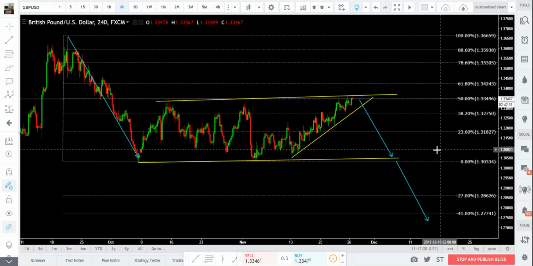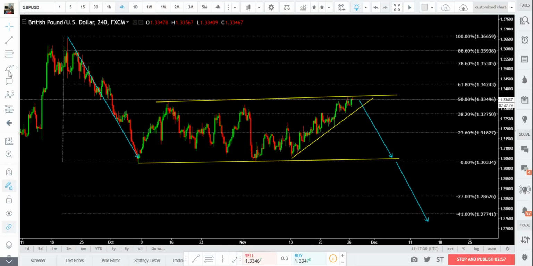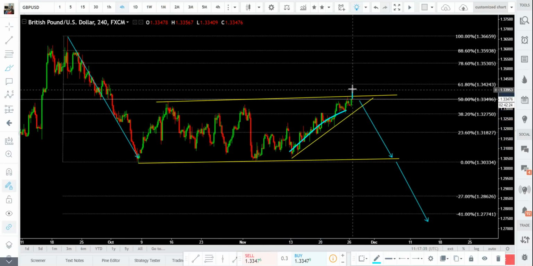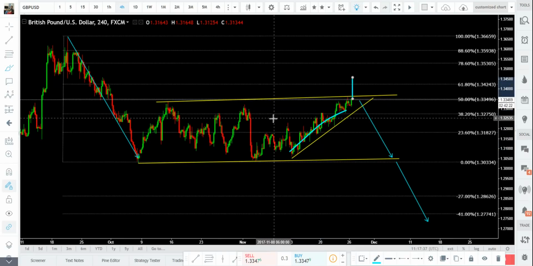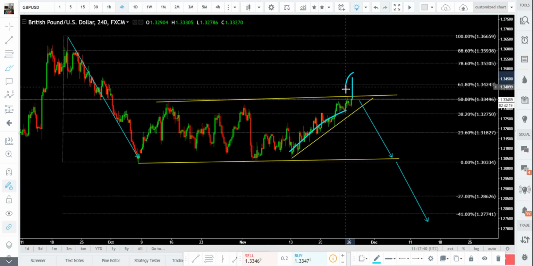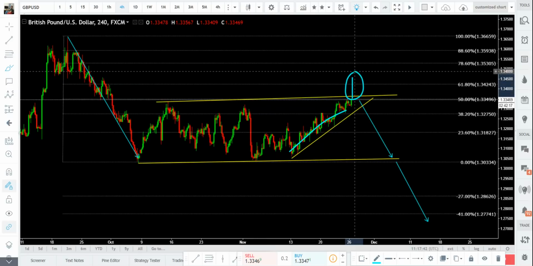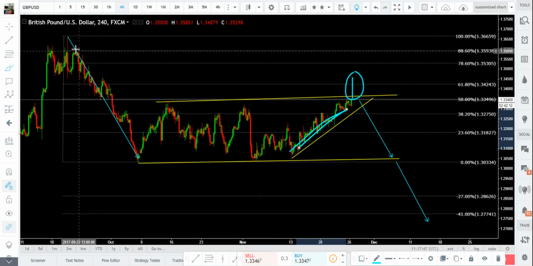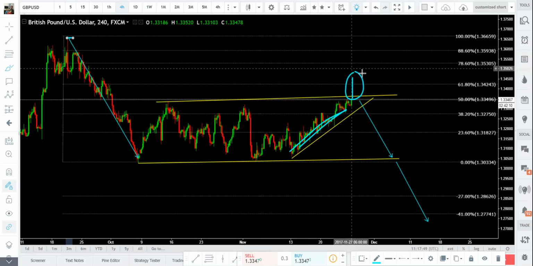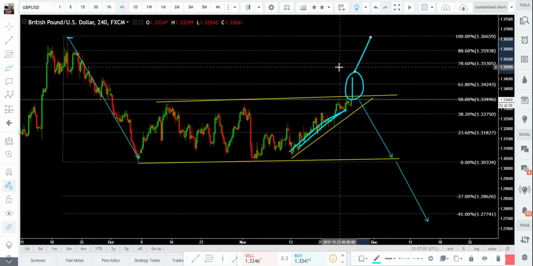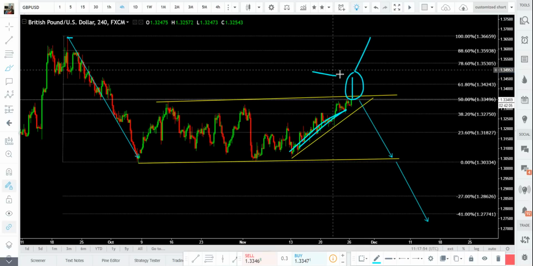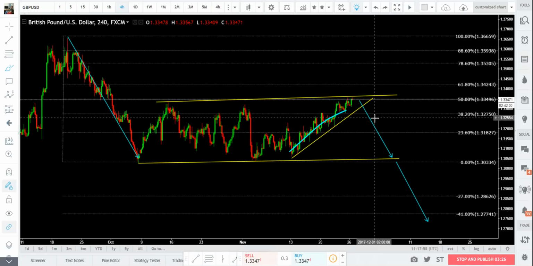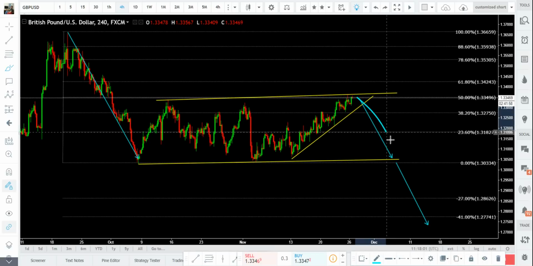If we see an impulsive move, a strong breakout at the current price, then this corrective uptrend is going to change and will give us an idea that yes, we are going to test that top again. So currently I'm not looking for that possible scenario. I'm looking for continuation to the downside, which is highly likely.